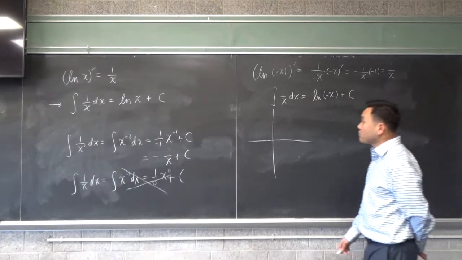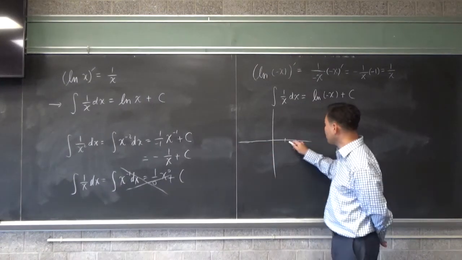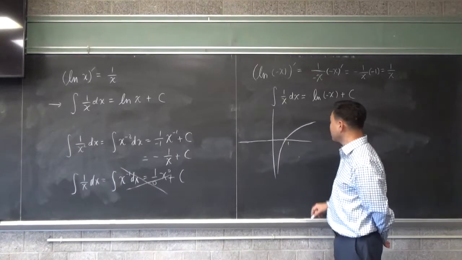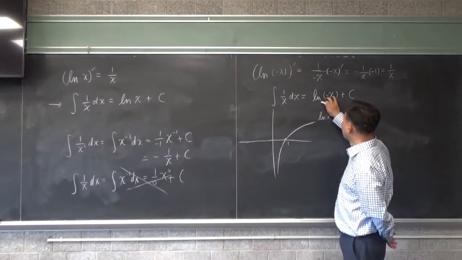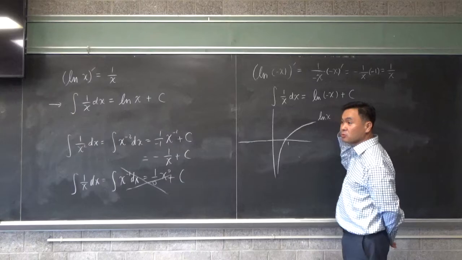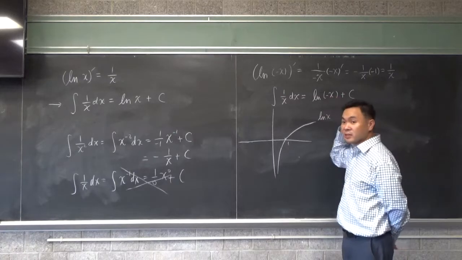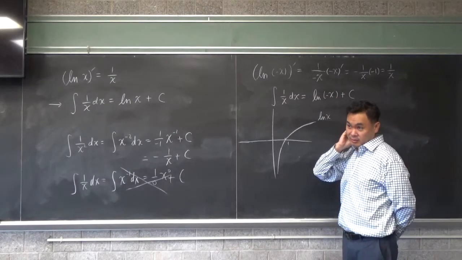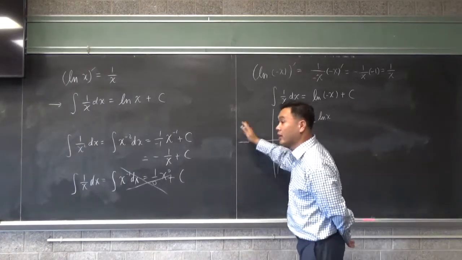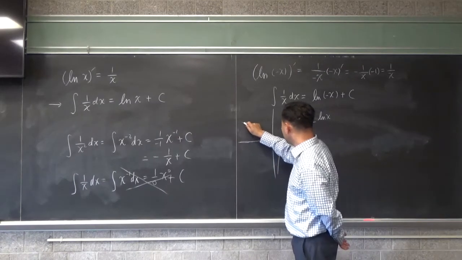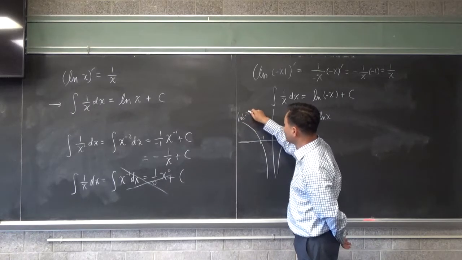So remember, what's the graph of log of x? The graph of log of x has an x-intercept at 1. It goes like this. That's ln of x. If you have a minus in front of x, ln of negative x, do you know what the graph is? If you replace x by negative x, what happens to the graph? It just flips, mirrors along the y-axis, right? Yeah. So this is the graph, and this is ln of negative x.